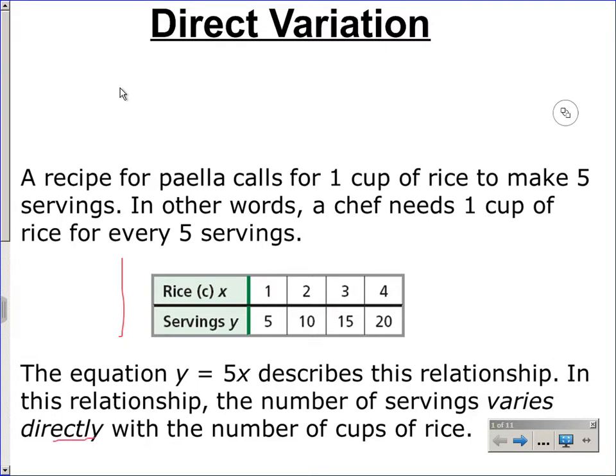So the key word here is directly. There's a direct relationship between your x and your y. If I'm looking at my data, I can see the values for my x are increasing by 1, and increasing by 1 again. If I look at how my y's are increasing, to go from 5 to 10, I'm increasing by 5, and increasing by 5 yet again. So as x increases by 1, y increases by 5. And if you think about it, 1 cup of rice makes 5 servings. So that's the relationship we're reviewing in this section.